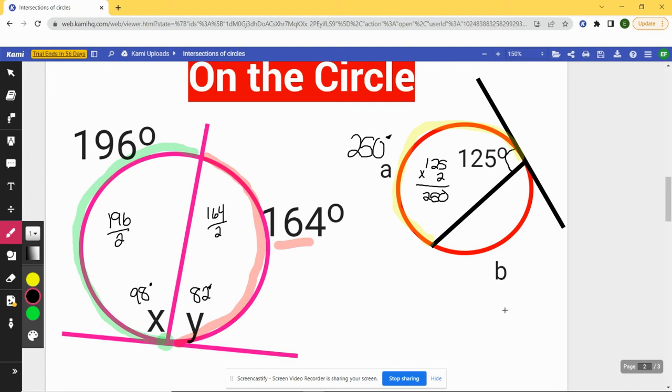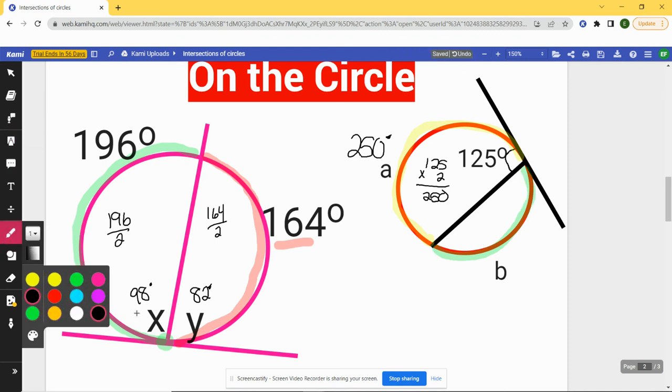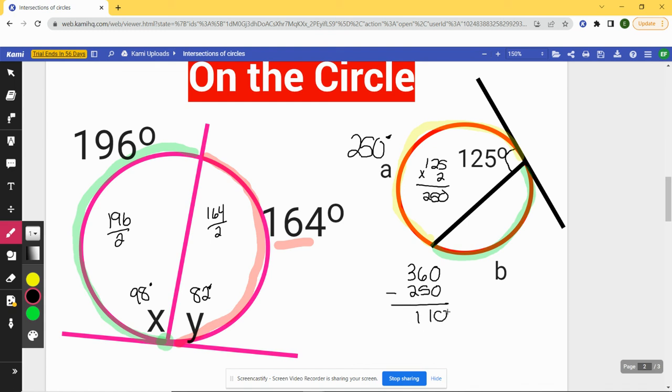Now, how do we figure out B? So we have two options. If we look at the first option, we know that the sum of any arc measure within a circle has to be 360 degrees. So our other arc measure is where B is. So if we take 360, our sum of a circle, subtract out one arc, that's going to give us 110 degrees as our value for B.